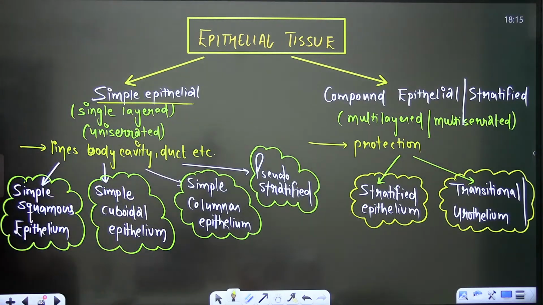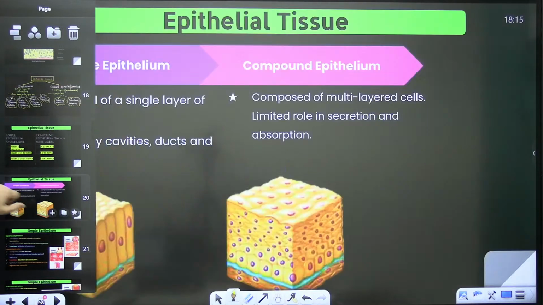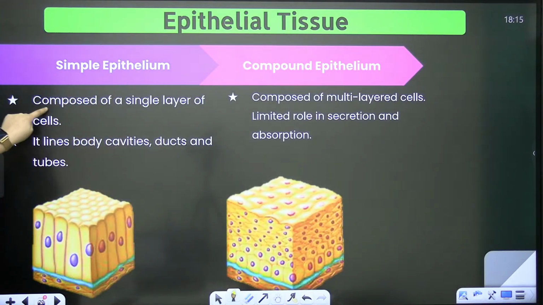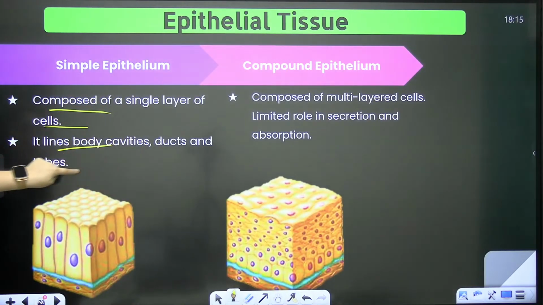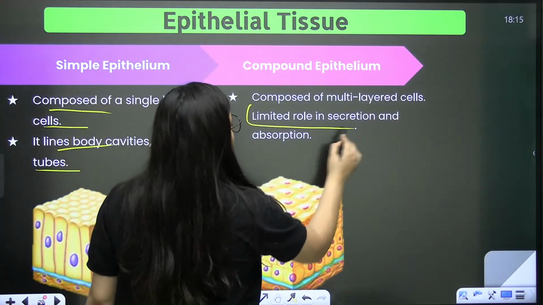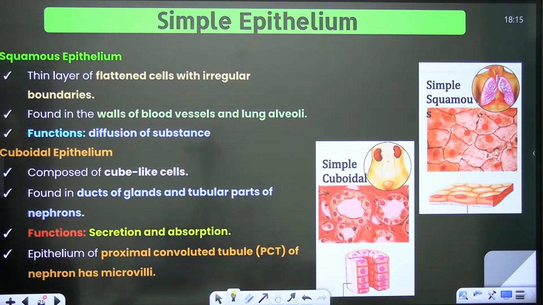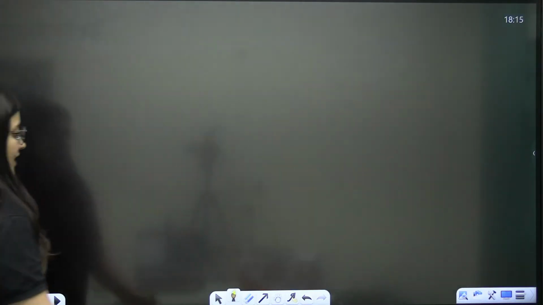Any doubt? So see, simple is composed of a single layer, lines body cavity, ducts and tubes. Compound is composed of multiple layers, with limited role in secretion and absorption, so mainly meant for protection. So we are going to start with the simple squamous.